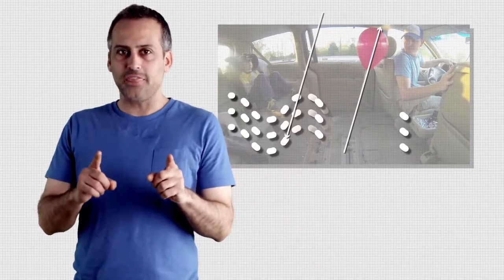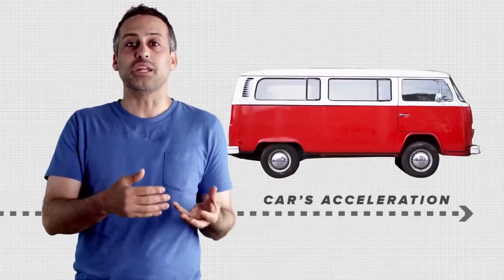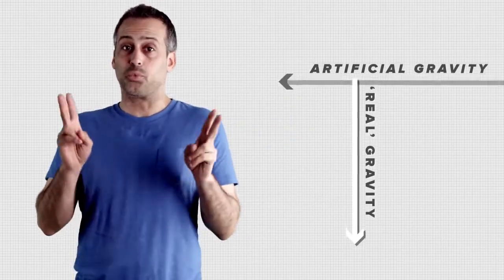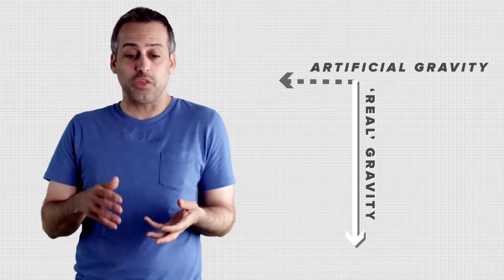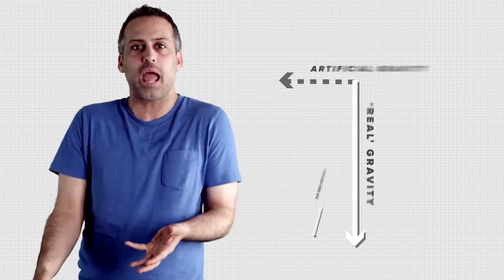But there's another way to think about this situation. You could also think that the car's forward acceleration is mimicking some extra gravity pointing backward. Combine that with Earth's real gravitational field, and it's as though the total gravity inside the car points down and back at around a 30-degree angle.